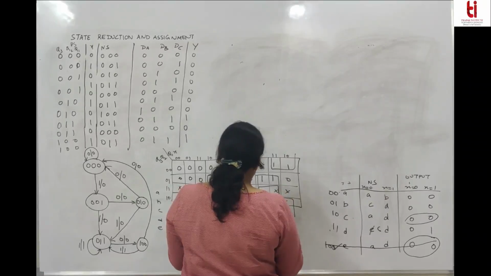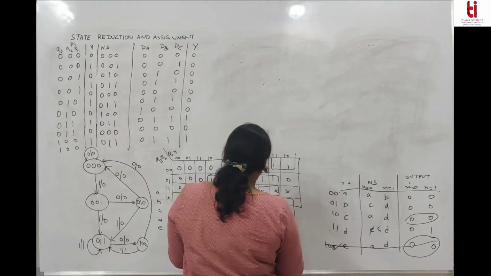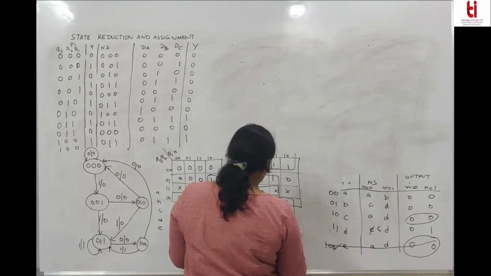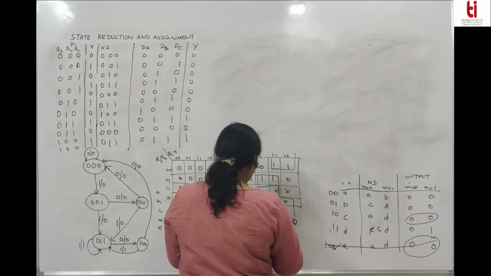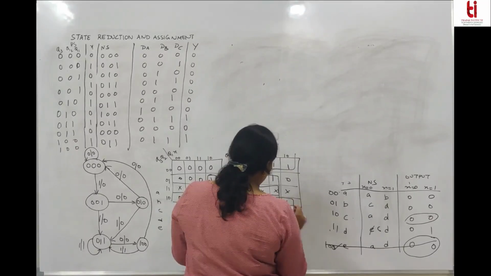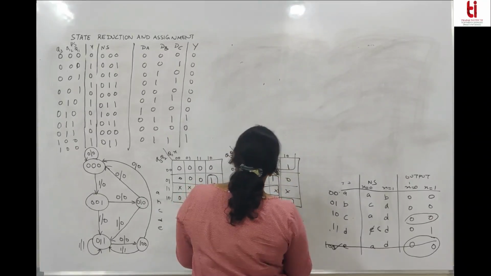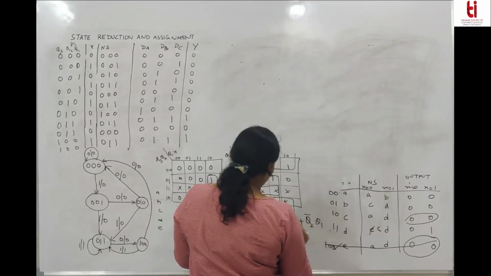So this means Q2, Q1, Q3, Q1 X, and the third one is this and this, Q2 bar and Q1.